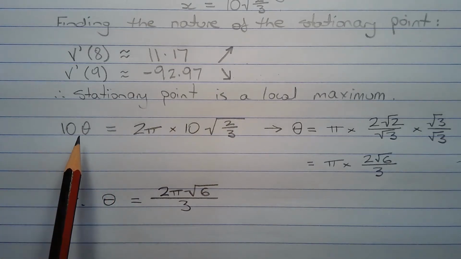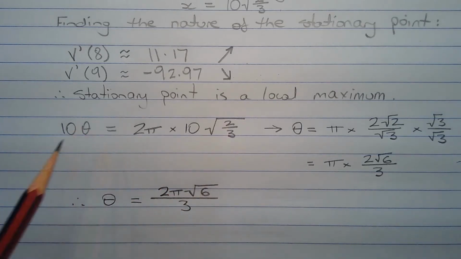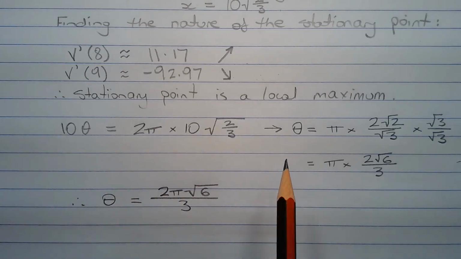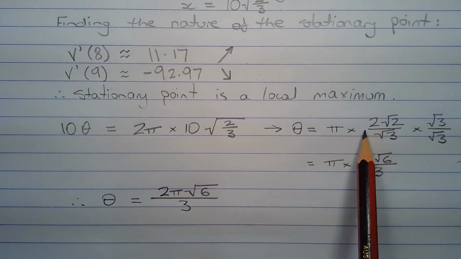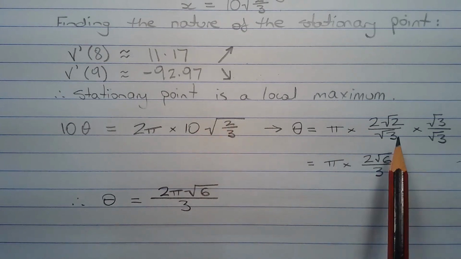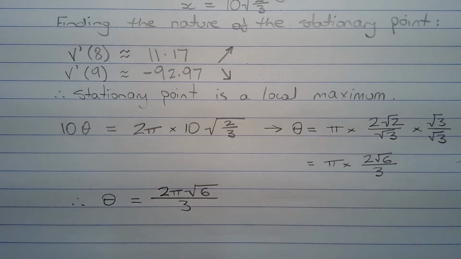So we have 10 theta is equal to 2 pi times 10 times the square root of 2 over 3. And we're going to make theta the subject of the formula. We can divide both sides by 10. So we have theta is equal to pi times 2 root 2 over the square root of 3. So I've just separated this surd here and expressed it as root 2 over root 3. And we're going to rationalize this surd by multiplying it by root 3 over root 3. And we end up with pi times 2 root 6 over 3. Therefore, theta is equal to 2 pi times the square root of 6 over 3.